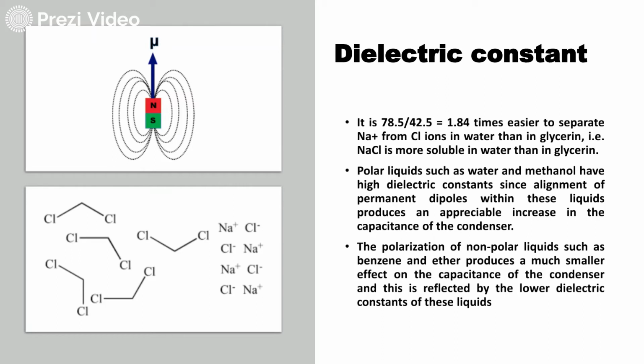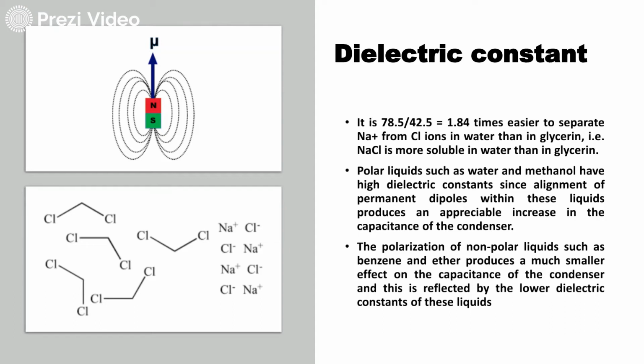So I've told you the solvents which have low dielectric constant, it simply means they are non-polar in nature and they do not have that much good solubility. Whereas if we talk about the very polar molecules, it simply suggests they have good solubility and they have higher dielectric constant. So polar liquids such as water and methanol have high dielectric constant since the alignment of the permanent dipoles, you can see in the figure, permanent dipoles within these liquids produce an appreciable increase in the capacitance of the conductor. So the flow of electricity is more.